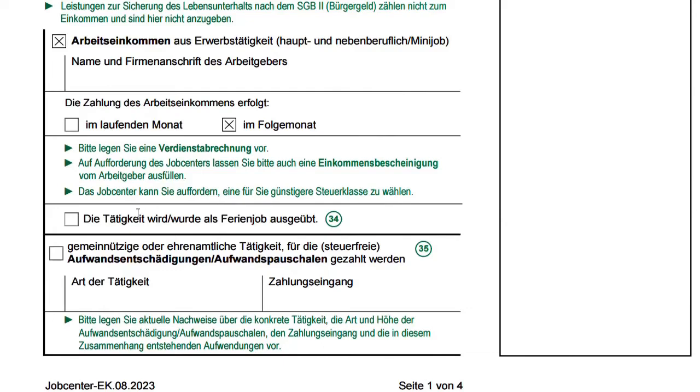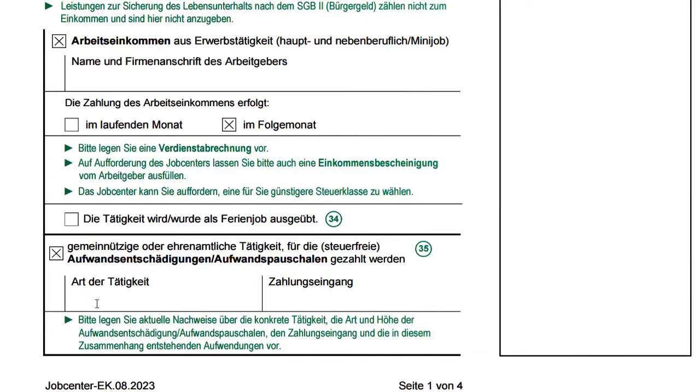If this person has done this job in his or her vacation while being in school, then you mark here with a cross. If this has been non-profit or volunteer work for which this person has received expense allowance or lump sums free of taxes, you mark here with a cross.